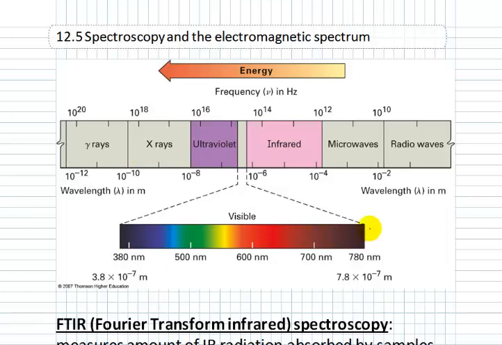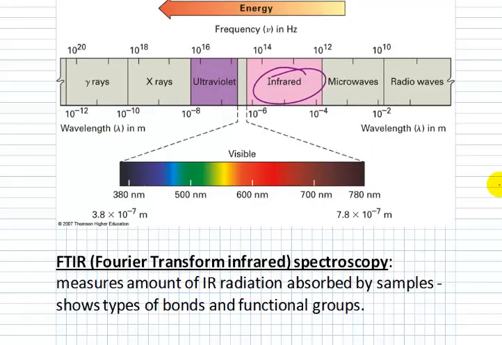So visible spectroscopy, stuff that you did back in general chemistry, with Beer's law, you can figure out the concentration of a solution based on how much light is absorbed through it. We're going to be interested in infrared spectroscopy and ultraviolet later on in the next chapter, but infrared spectroscopy is interesting to us because infrared spectroscopy measures the amount of infrared radiation absorbed by samples, and it shows the types of bonds and functional groups present in a substance, in an organic molecule.